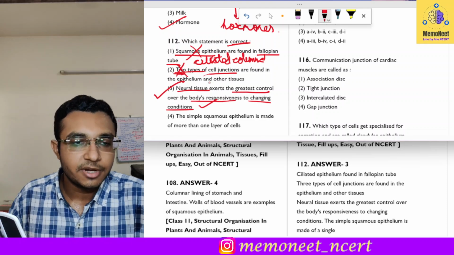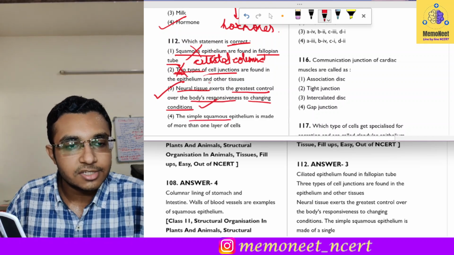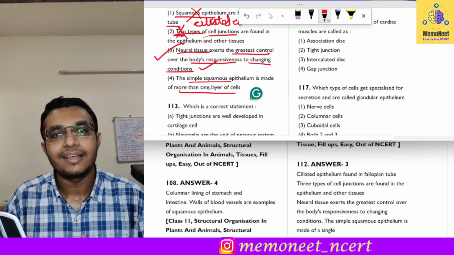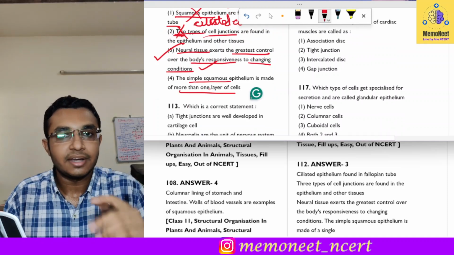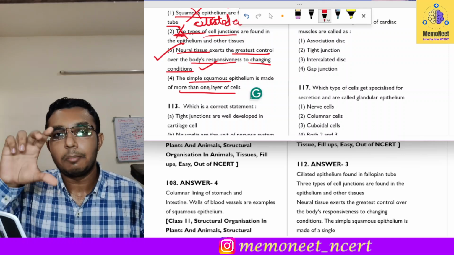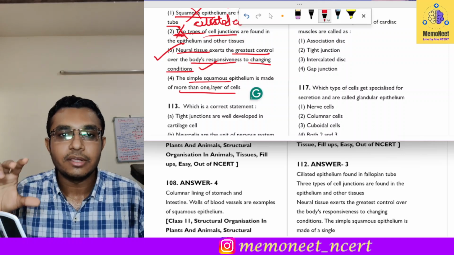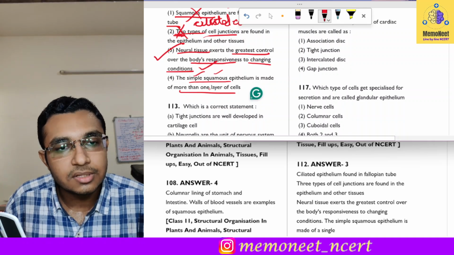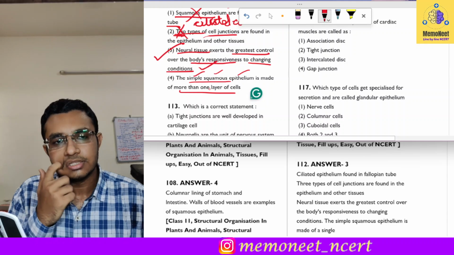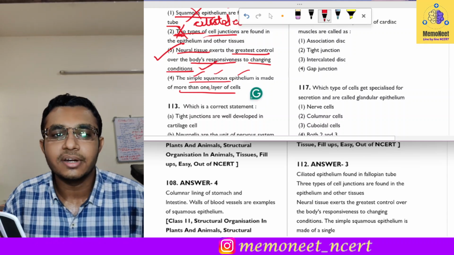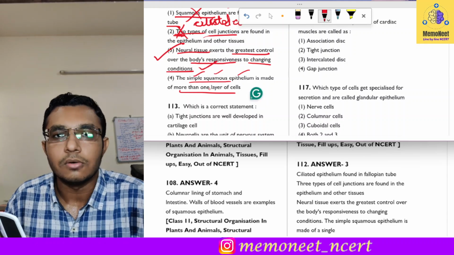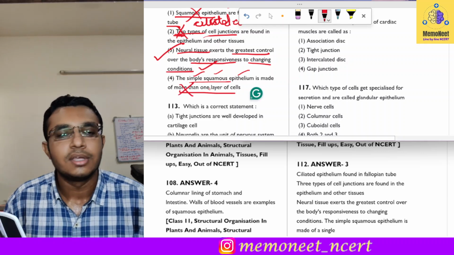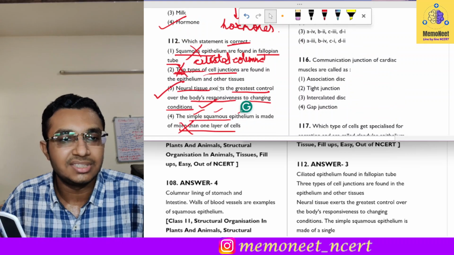The fourth statement is the simple squamous epithelium is made of more than one layer of cells. As we discussed before, the simple epithelium contains a single layer of cells and the compound or stratified epithelium contains multiple layers of cells. Here it is simple squamous epithelium, so would it contain more than one layer? No, it will contain only one layer of cells. So this statement is also incorrect. So the correct answer of this question is option 3.